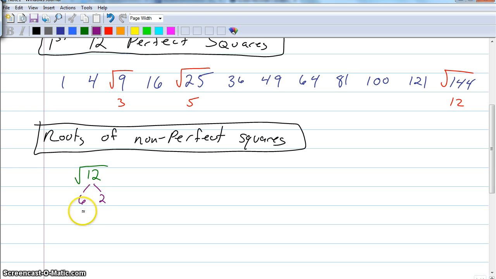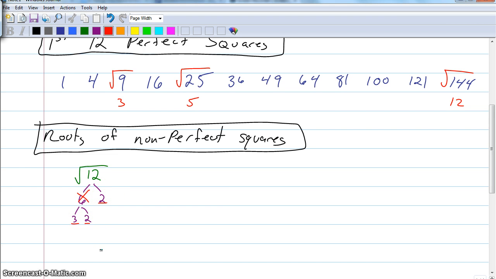But anyways, 6 breaks down to 3 and 2. Now, when we're doing these factor trees, the only things we're looking at are the ends. So 3, 2, and 2. This 6 doesn't count anymore because we broke it up. Check this out. 3 times 2 is 6 times 2 is 12. We're only looking at these things here.